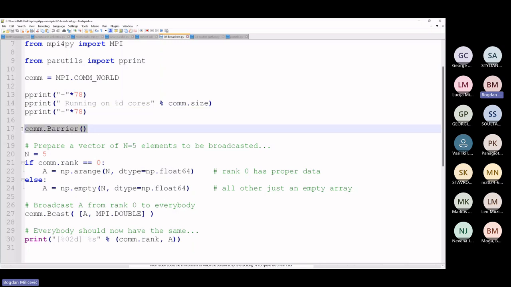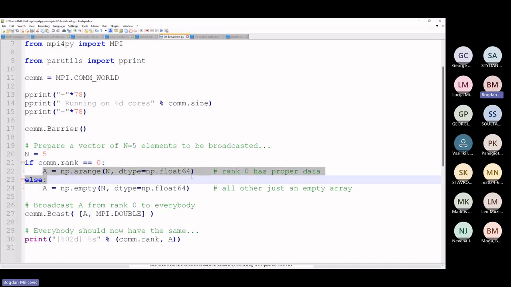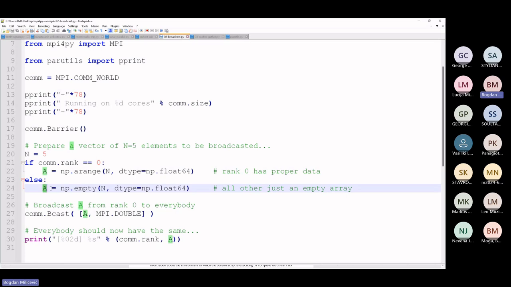Then comm barrier, it is not necessary in this code, you can delete it, but it is just to synchronize all processes to come to this line at the same time. When they come to this line, then they continue to the next, and then here we have the n, which is value 5, and everybody has this. All of the processes are executing this line, and then if we are the zeroth process, we are executing this line. All the other processes are executing this line, because of the condition. If we are process 0, if this is true, then we are creating a numbers array.